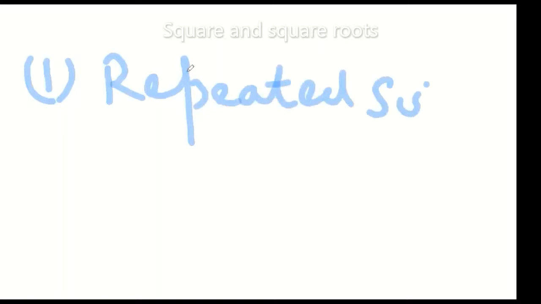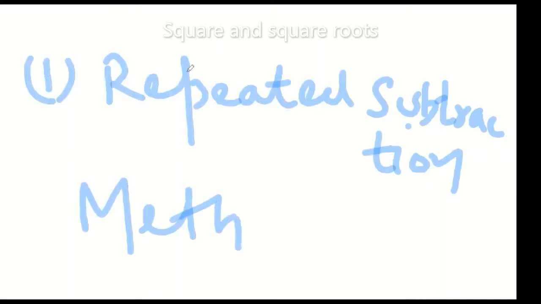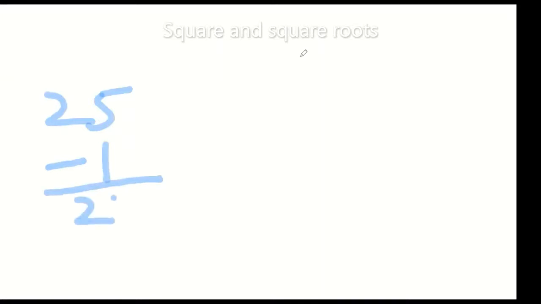Repeated subtraction method. In this method, if we have to do the squares and square roots, I have to do the square root of 25. How shall I do it? I need to subtract 1 from it first of all. This is 24. I need to subtract 3 from it.